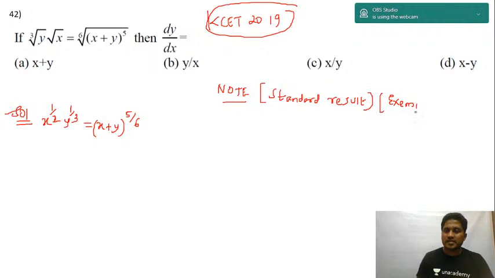CBSE students, you will get this question for 4 marks. It's a standard question repeated so many times in the Delhi paper, foreign paper, and all India paper. When you have, suppose, x to the power of m into y to the power of n is equal to (x plus y) whole to the power of m plus n.